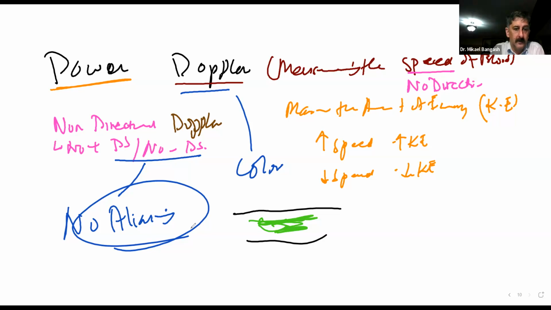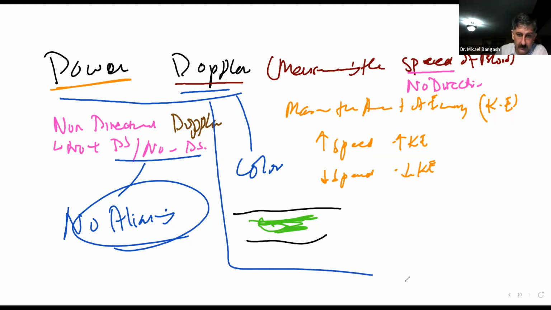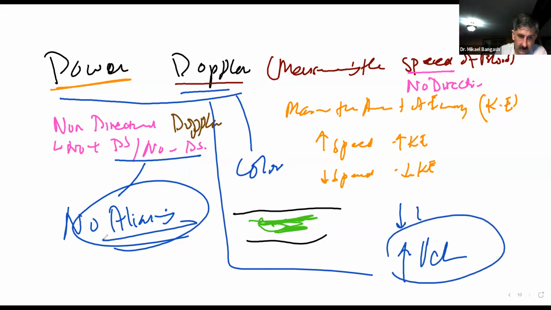Which means it will also be used in case you want to measure high velocities and or low velocities. The positive part of being able to measure high velocities is that those high velocities will not give you aliasing, it will just tell you blood is flowing.